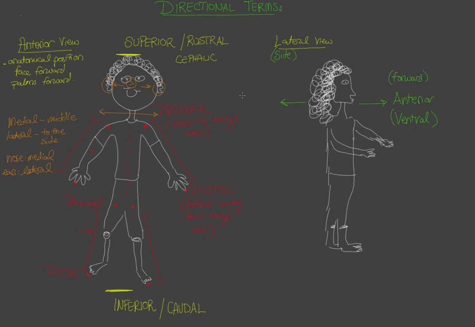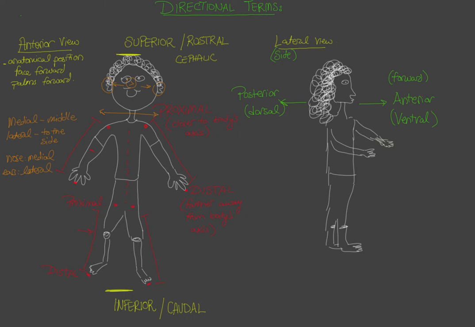The opposite of anterior is posterior. So this usually refers to the back side, also known as the dorsal side. So in this scenario, for example, we can say that the chest is anterior or ventral to the back. The back is posterior or dorsal to the belly or to the chest.